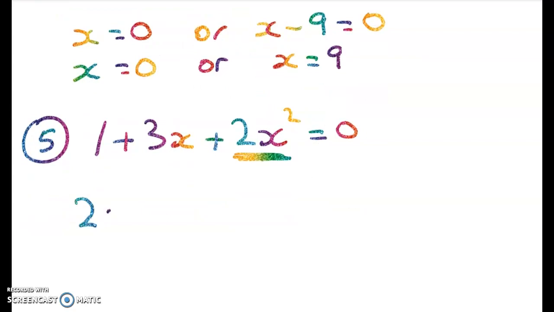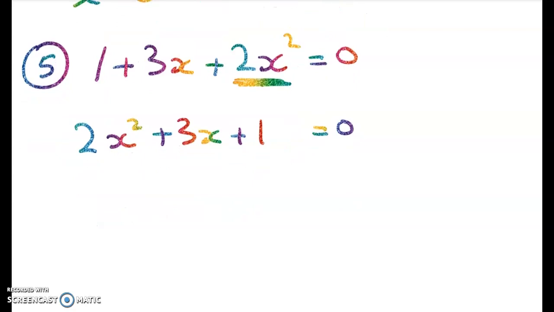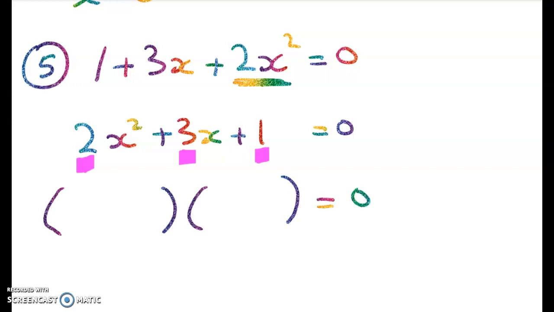I'm going to rewrite it like this: 2x squared plus 3x plus 1 equals 0. So the first thing that we do is check the coefficients to see if there are any common factors. There aren't. So now we have a look and see if we can factorize it easily.